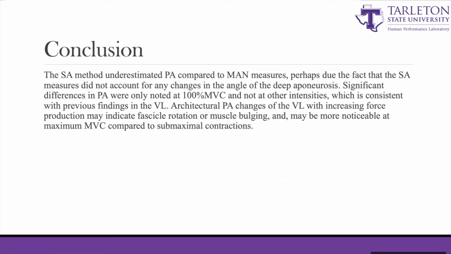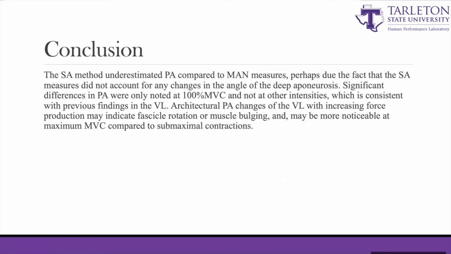So to conclude, the semi-automated method underestimated pronation angle compared to the manual measures, perhaps due to the fact that the semi-automated measure did not account for any changes in the angle of the deep aponeuroses. Significant differences in pronation angle were noted at 100% MVC and not at other intensities, which is consistent with previous findings in the vastus lateralis research.